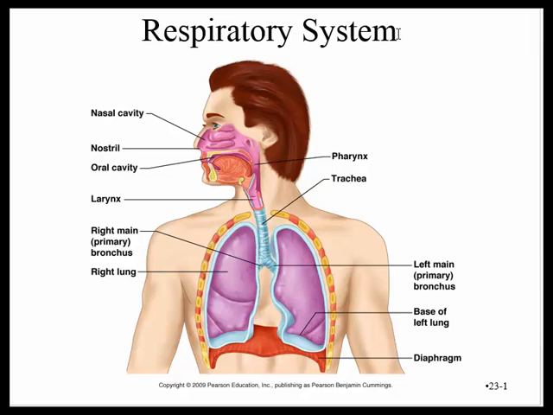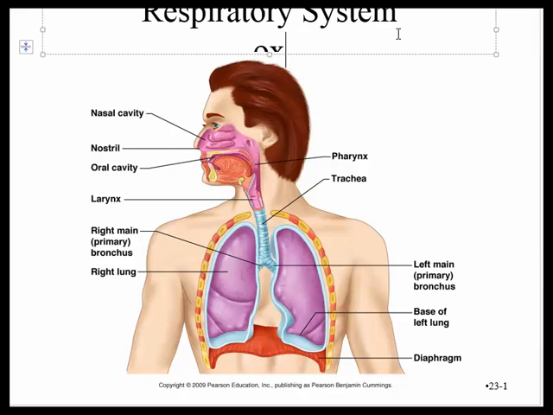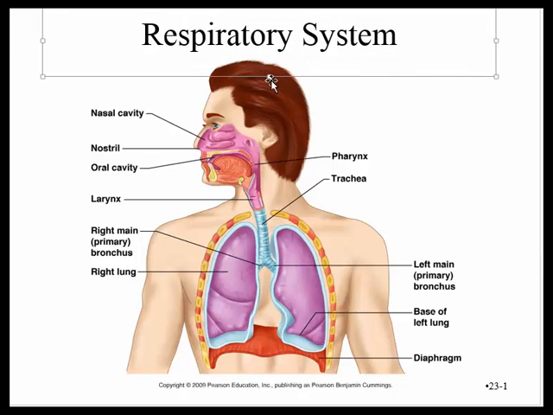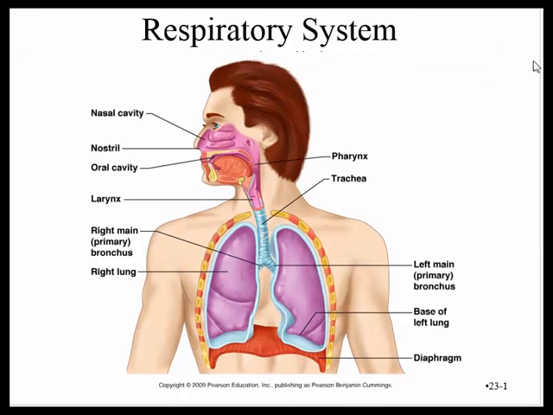Primarily, the respiratory system is involved in oxygenating our blood. And that's going to be important so that our heart can deliver that oxygenated blood to the rest of the body for us. Basically, the respiratory system and the cardiovascular system go hand in hand. One can't really work without the other.